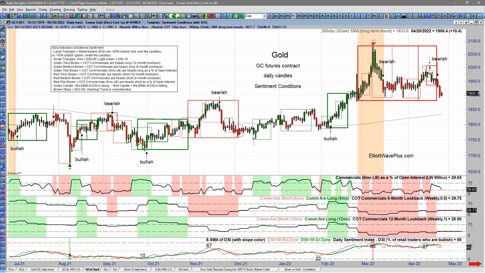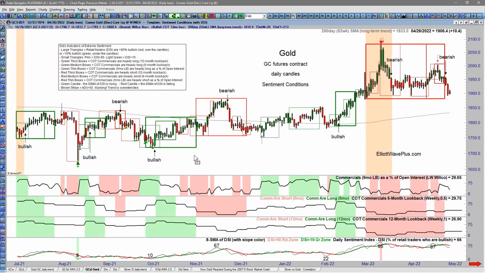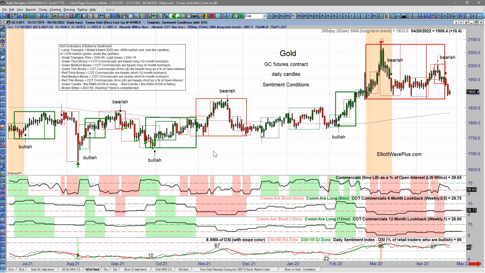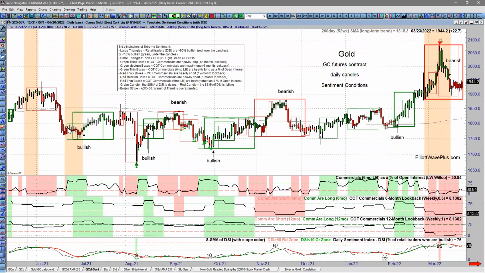So let's look at how these indicators helped during what would normally be considered a choppy sideways market. We're looking back at about mid 2021 here. We got a couple of green boxes, and then we also had been seeing some downward movement, and the ADX was warning that the downtrend had become overstretched. Then we got our first green candle. Remember, that is based on the slope color of the DSI.